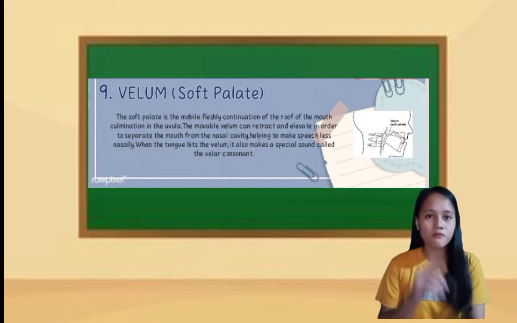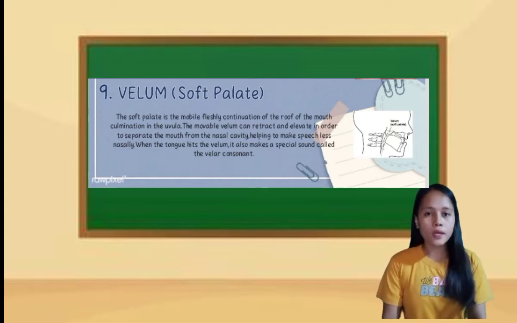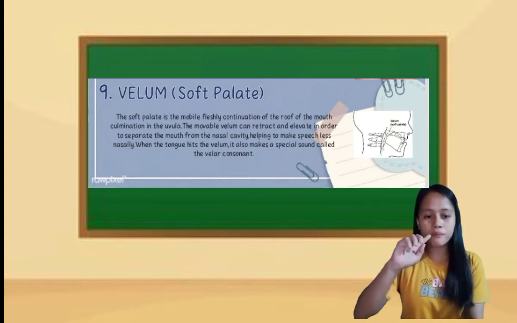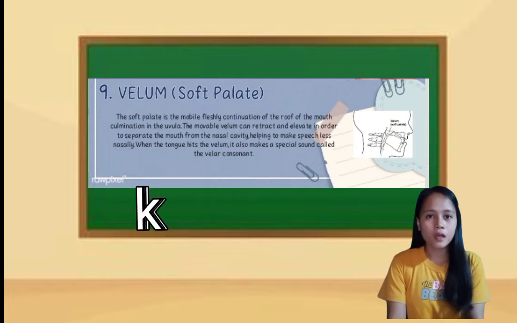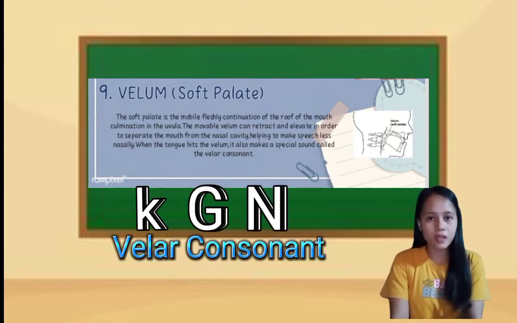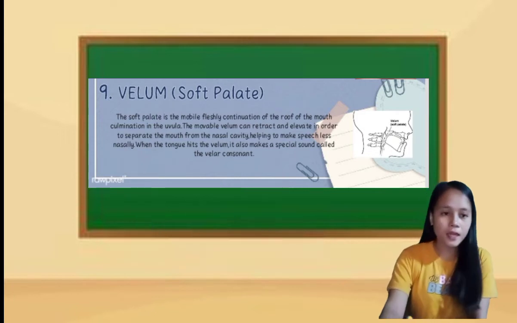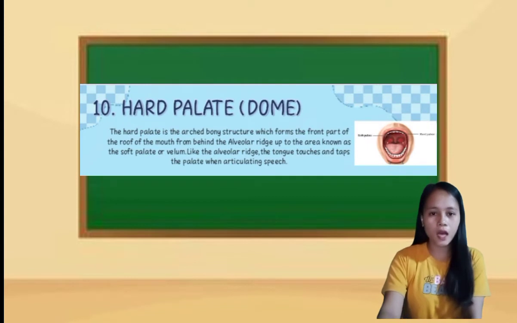The velum can be found in the upper part of the uvula, and when our tongue hits the velum, it also makes special sounds like K, J, and N, and it is called the velar consonant. Okay, and the next one is the hard palate or the dome.